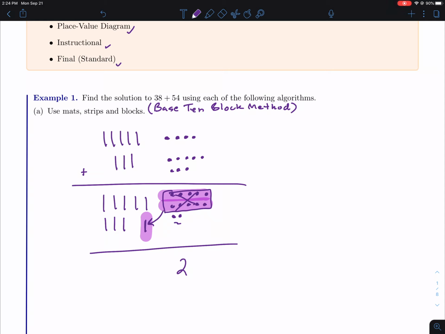And now I want to look at the tens position and see the same thing. So I've got 1, 2, 3, 4, 5, 6, 7, 8, 9. So there's just 9 there. So there's nothing to regroup. So I can just bring my 9 down.